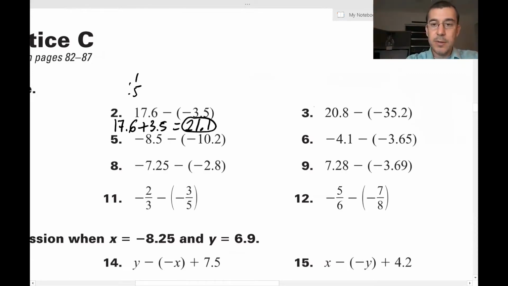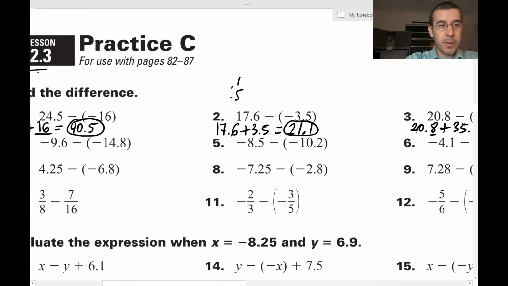Number 3, we have 20.8 minus minus is plus 35.2. This is 35 and 20, that's 55, and this is 56, right? 55, 56, yep. Next is number 4.